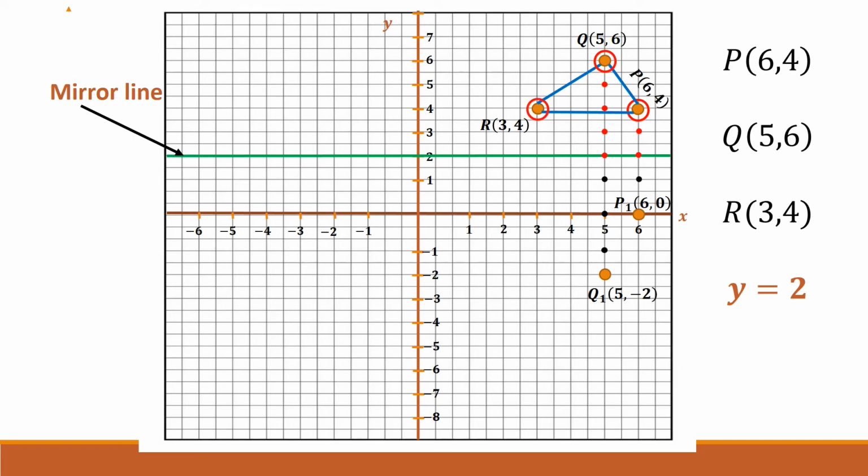And the last point is R. We move towards the mirror line as well. So let's move 1, 2. So in the same way, 2 steps away, 1, 2. And that produces the image point, which we are calling R1, which is (3, 0). So quickly we join the points together. I'll join P1 to Q1. I'll join Q1 to R1. And lastly, P1 to R1. And that forms the image triangle P1, Q1, R1.